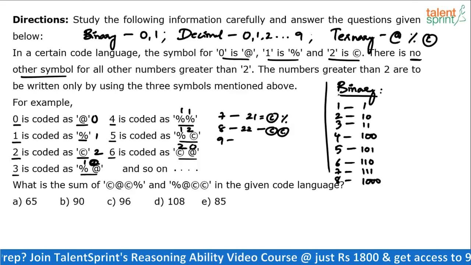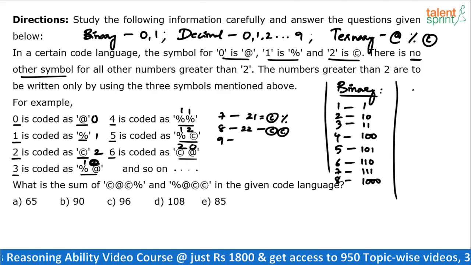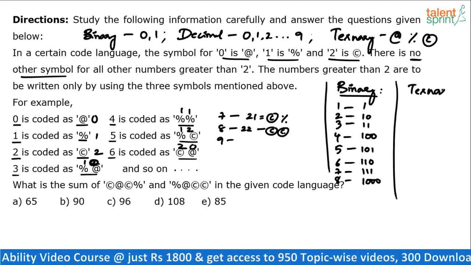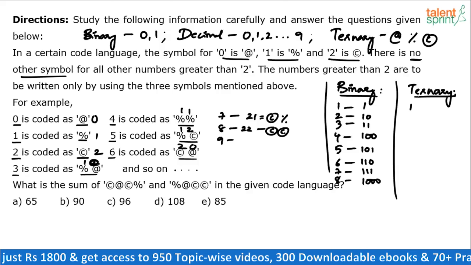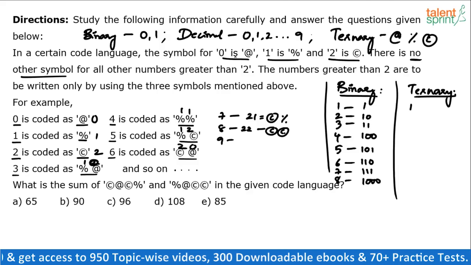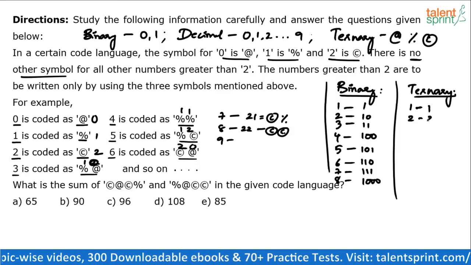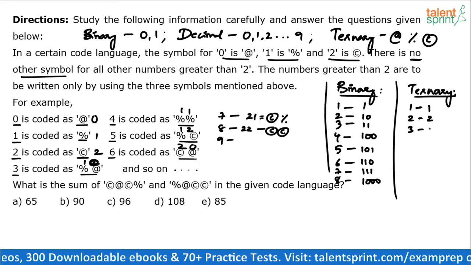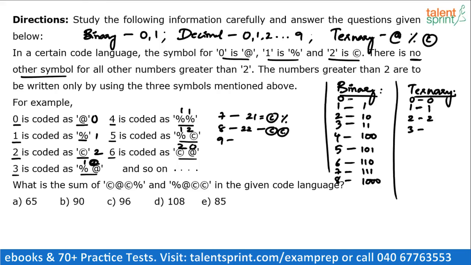Right or not? And 0 is 0, of course. So similarly, if I have to explain this so-called ternary system, what do we do? 1 is 1. Forget about the symbols for some time. Symbols here are only to confuse us further. 1 is 1, 2 is 2, 3 is, 0 is 0, of course. Let me not forget that, 0 is 0.